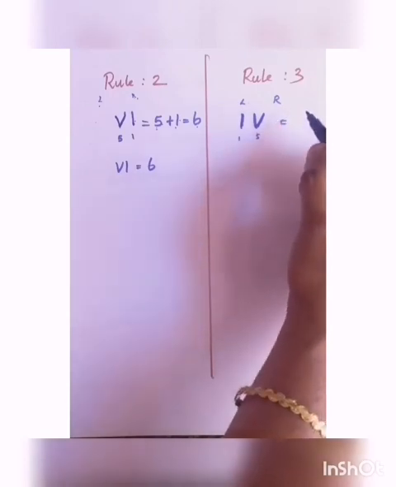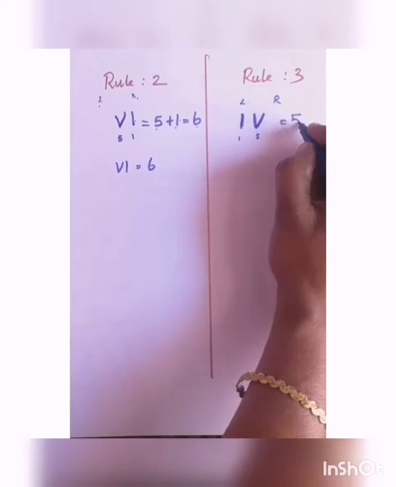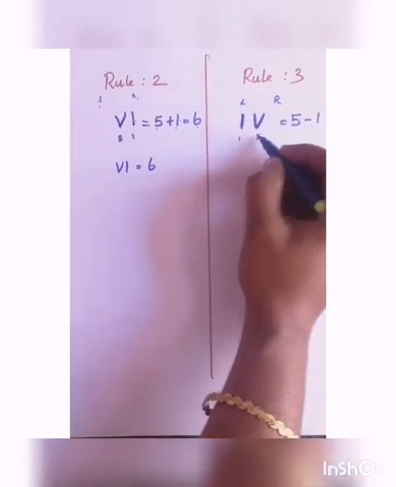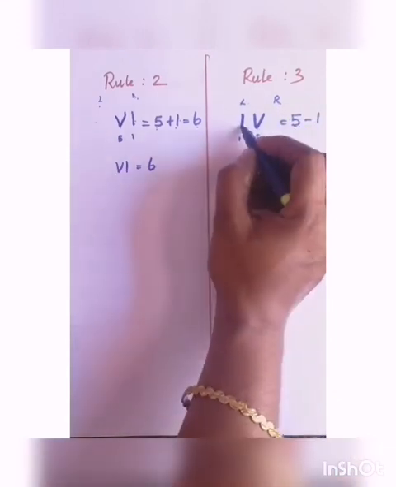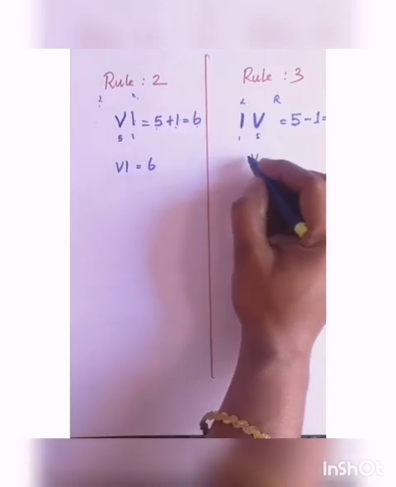How do you subtract? You subtract I from V, that is, the smaller value from the larger value. 5 is the larger value, so you put 5 first, and I is the smaller value. For I you have 1. So you have to subtract 5 minus 1, which is 4. So we write 4 like this.